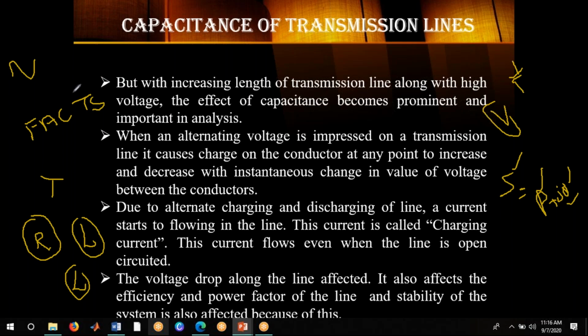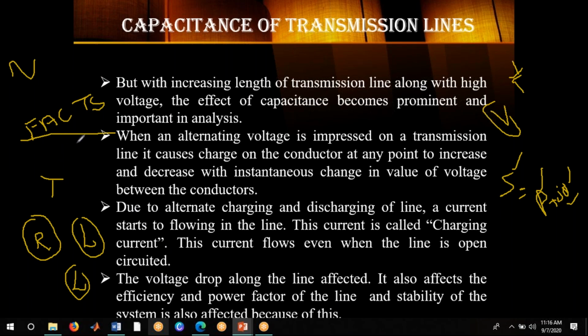Now the voltage drop along the line is affected due to this condition, that is, due to charging and discharging, and it also affects the efficiency and power factor of the line and the stability of the transmission system. To rectify this type of problem, that is efficiency, power factor and stability, we are supposed to use the FACTS device. Then only we can maintain these three parameters and behaviors of the transmission line.